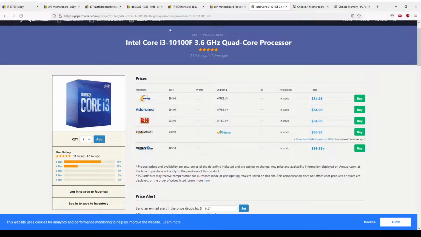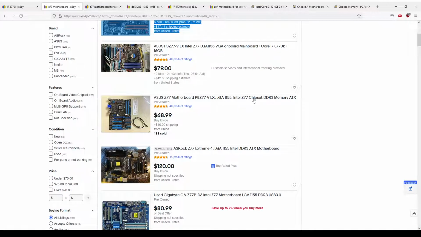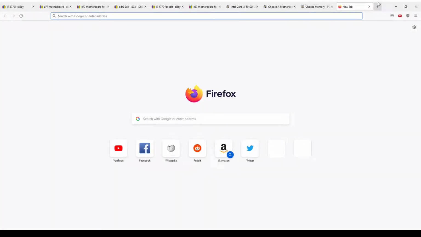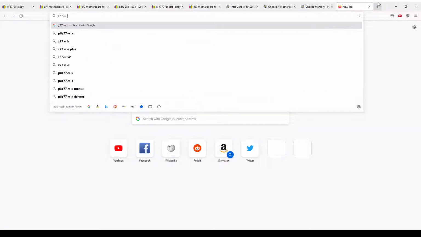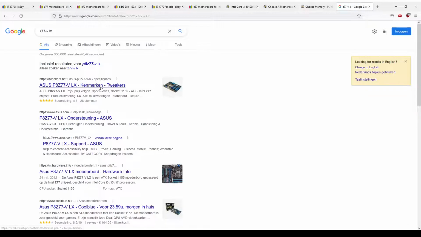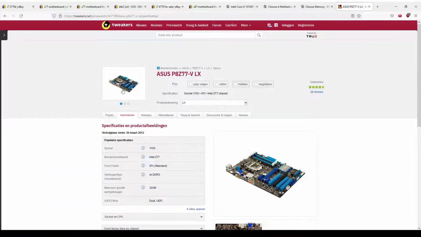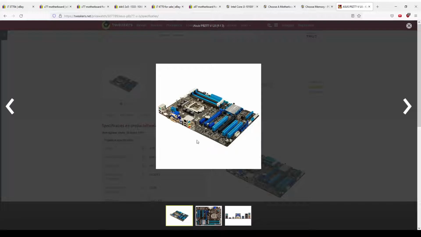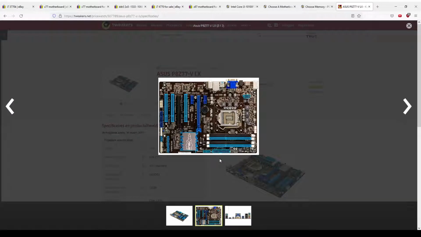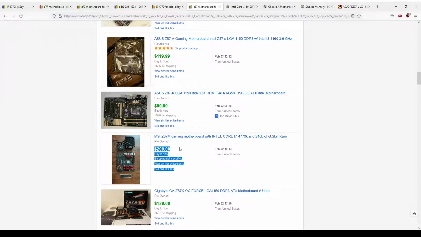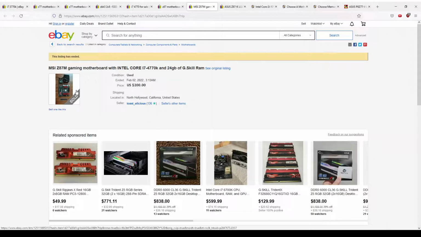If we look at, let's say, Z77LX, this one, for example, you're going to get two USB 3 ports on the back. You get an internal header, so that's alright, I guess. You don't get any M.2 on these boards. Maybe on the Z87 boards you might get M.2s. Let's see this one. Or did they not?